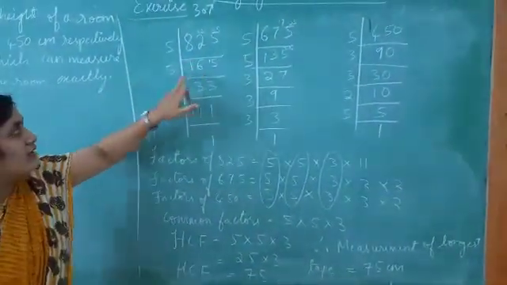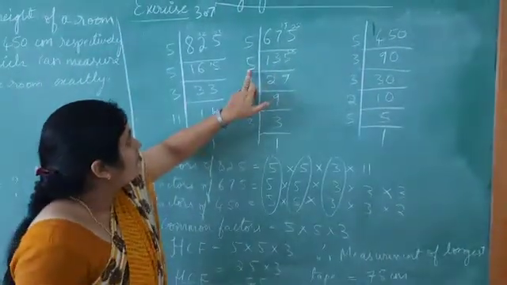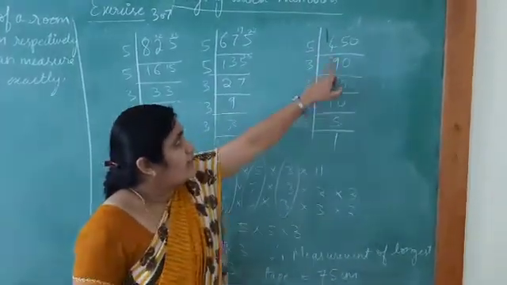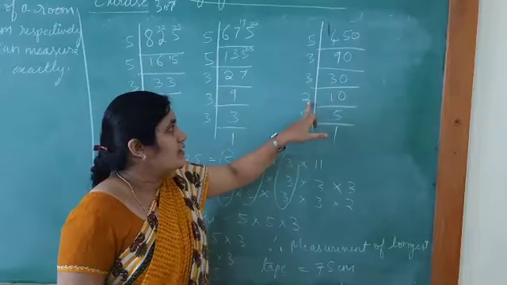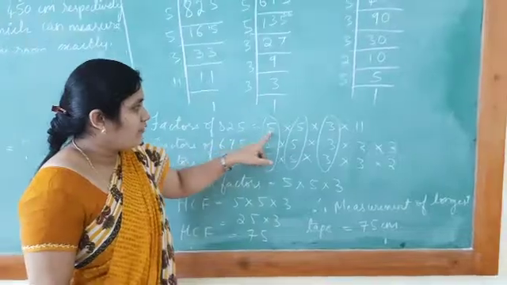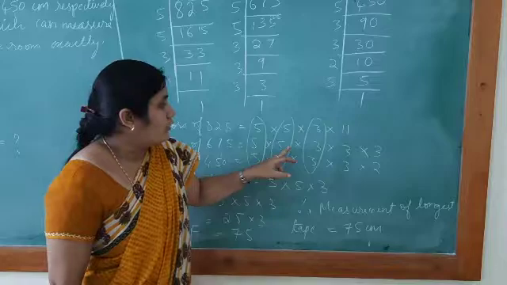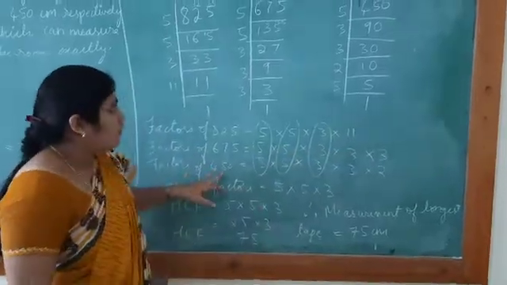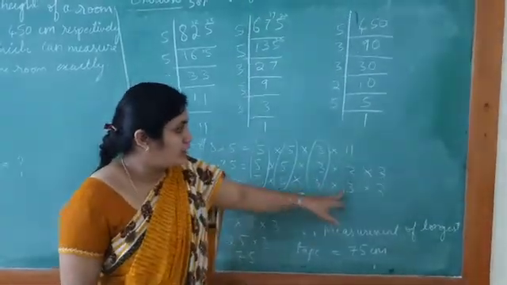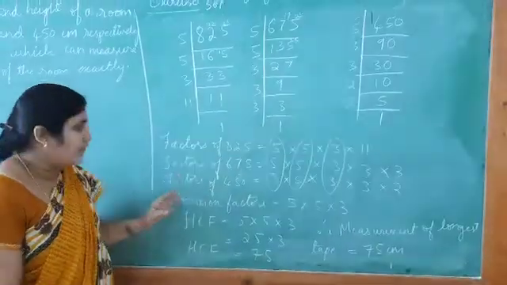825: 5 165s are 825, 5 33s are 165, 3 11s are 33, 11 1s are 11. 675: 5 135s are 675, 5 27s are 135, 3 9s are 27, 3 3s are 9 and 3 1s are 3. 450: 5 90s are 450, 3 30s are 90, 3 10s are 30, 2 5s are 10 and 5 1s are 5. As you can see, factors of 825 are 5 into 5 into 3 into 11. Factors of 675 are 5 into 5 into 3 into 3 into 3. Factors of 450 are, I am changing order here, 5 into 5 into 3 into 3 into 2. You can write factors in any order. Any of the factors you can write in first place.